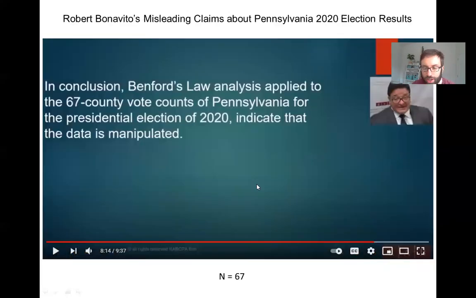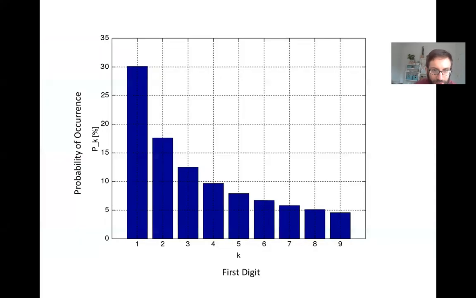But he also did this for the 2020 election results for Pennsylvania. Again, only 67 data points. He said that both the numbers for Biden and Trump looked misleading. And so, yeah, this was just totally messed up and a pretty naive view of how math and statistics work. So, I had to kind of respond to this because I didn't like what was going on.